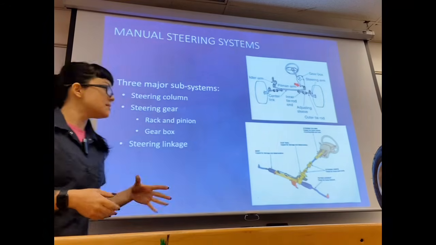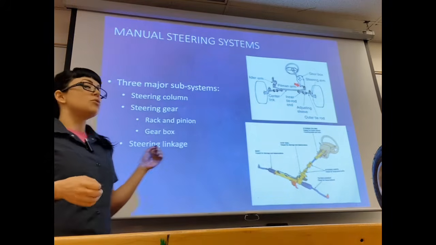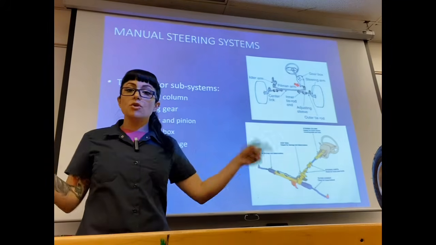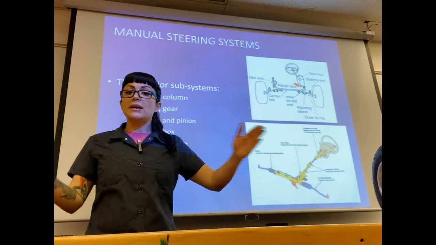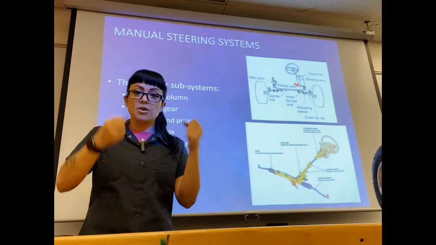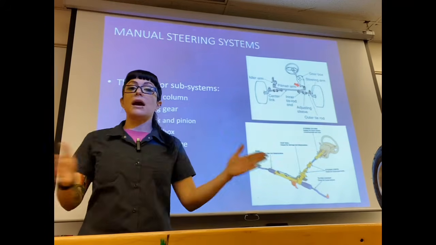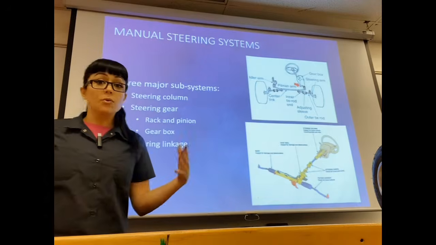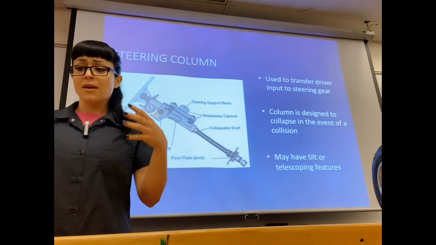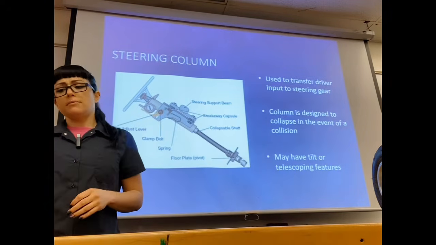And then lastly, some sort of linkage that's going to go from our steering gear to our steering knuckles so we can actually make the change from our steering wheel to the wheels and have our wheels sweep from right to left, whichever direction you so choose. So let's start at the steering column.